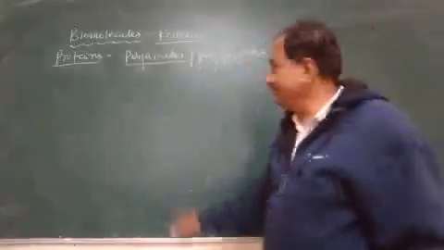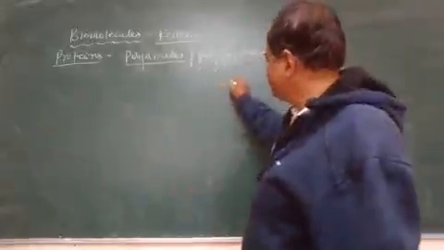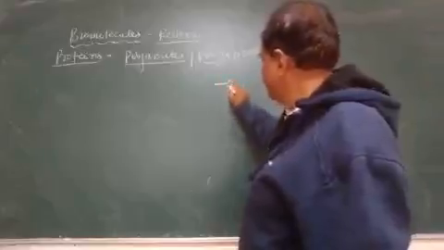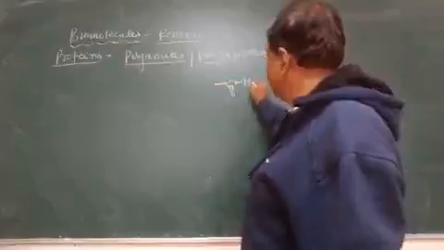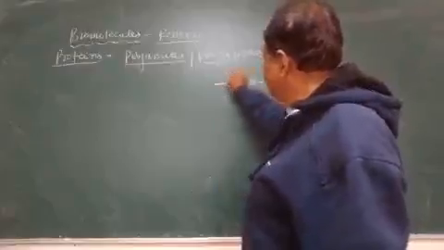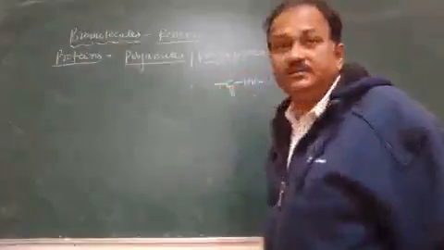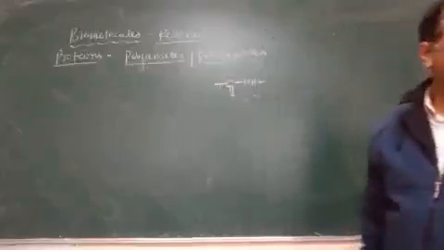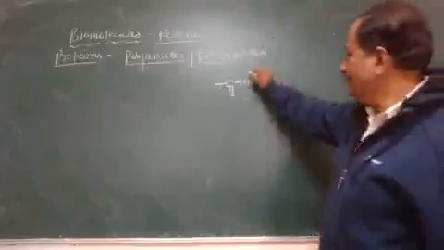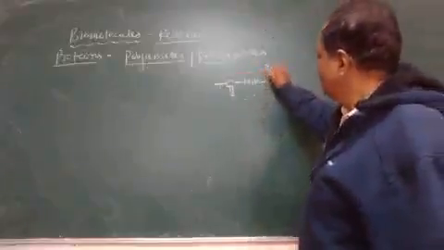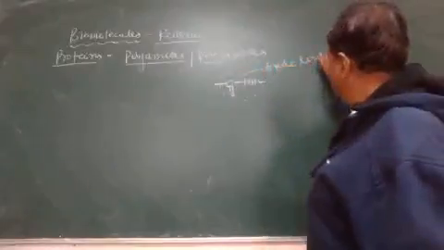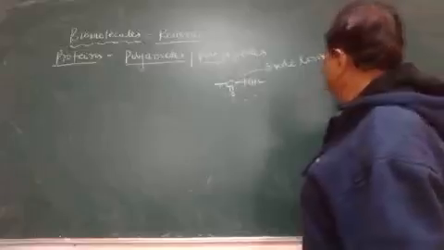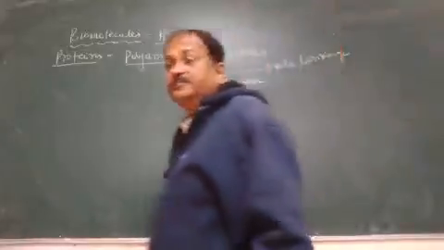In the peptide linkage, children, it is C double bond O and this NH. This is the amide linkage, CONH. It is the amide linkage or amide bond.